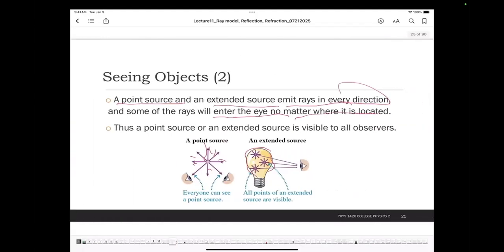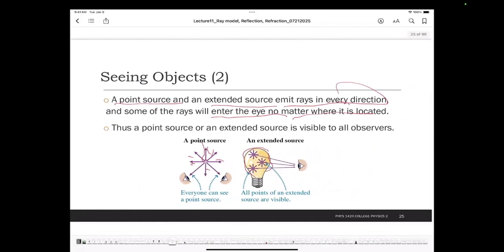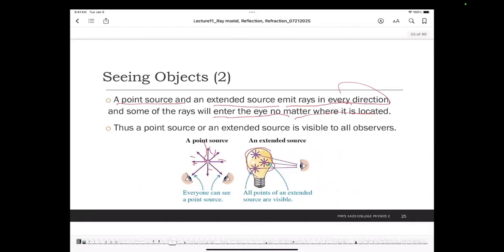Thus, a point source or an extended source is visible to all observers. It must be that, because we can see the light no matter where we are, because it emits light in every direction.